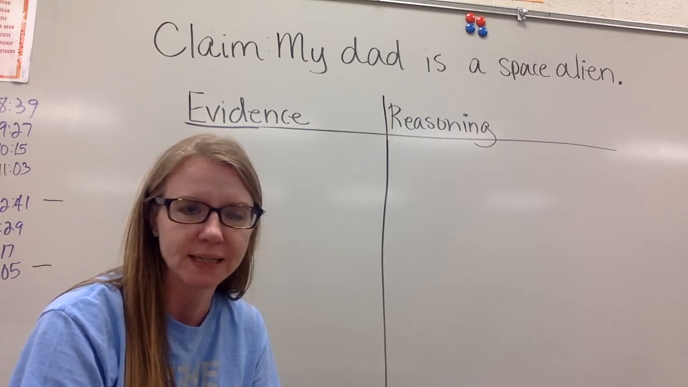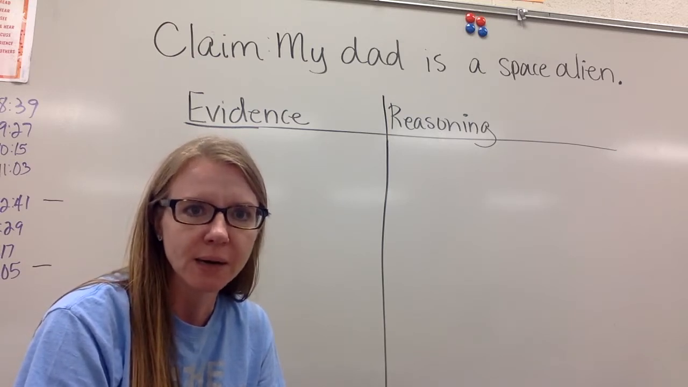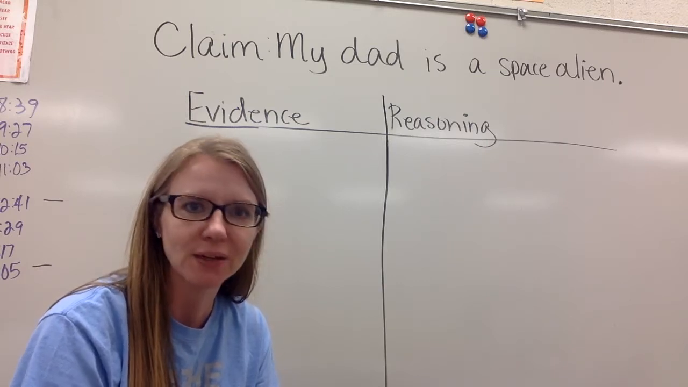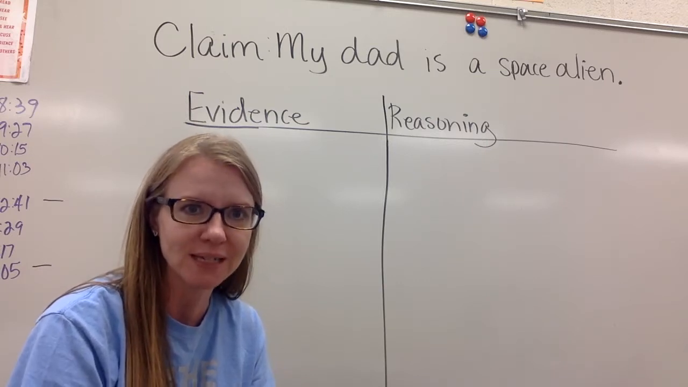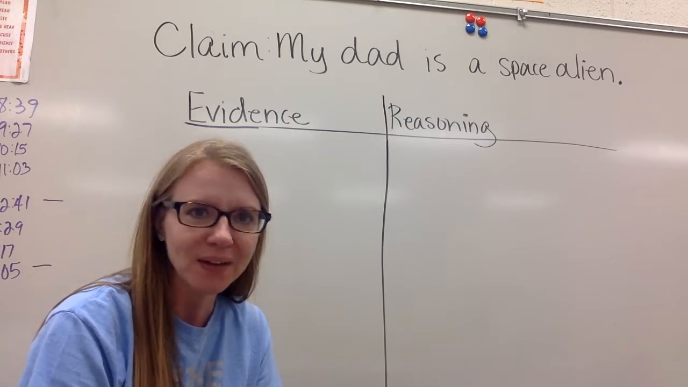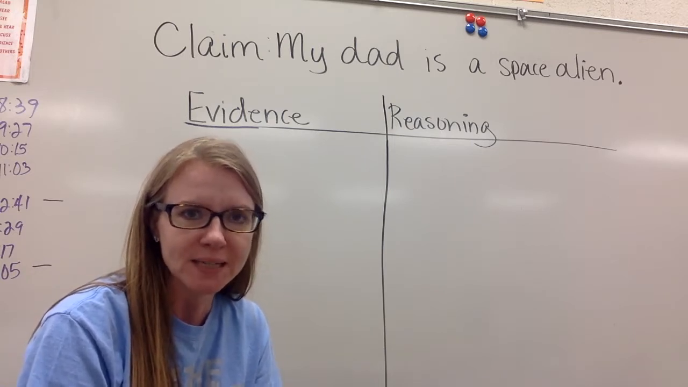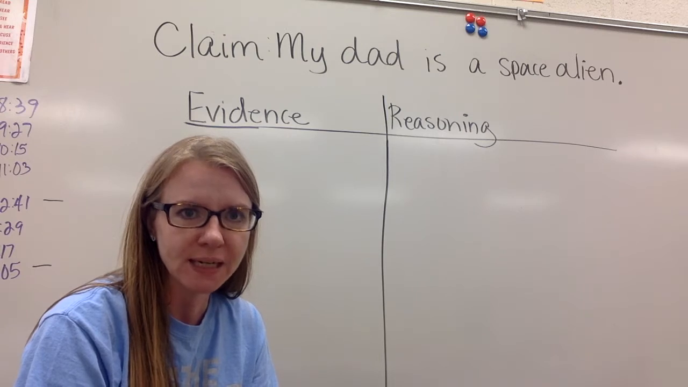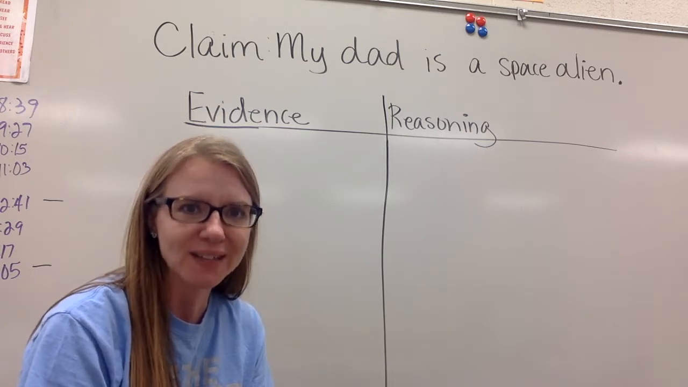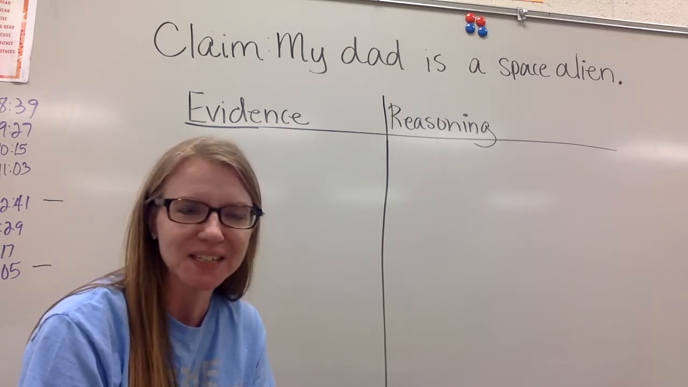What does the reasoning sound like? The reasoning is the part that most students mess up, if they mess something up. They either skip the reasoning or they write reasoning that doesn't really explain how the evidence is connected to the claim, because that's what it should be. That reasoning explains how the evidence supports the claim. Why does the evidence support the claim?